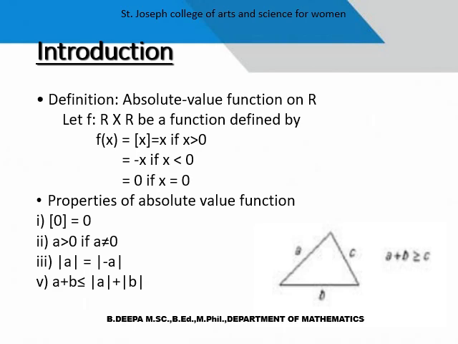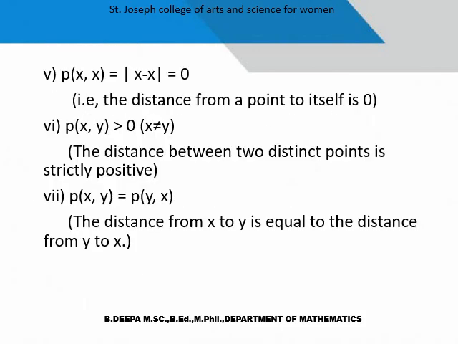Properties of absolute value function: modulus of 0 equals 0; modulus of a is greater than 0 if a is not equal to 0; modulus of a equals modulus of minus a; modulus of a plus b is less than or equal to modulus of a plus modulus of b. Rho of x comma x equals modulus of x minus x equals 0, that is, the distance from a point to itself is 0. Rho of x comma y is greater than 0 for x not equal to y; the distance between two distinct points is strictly positive. Rho of x comma y equals rho of y comma x; the distance from x to y is equal to the distance from y to x.